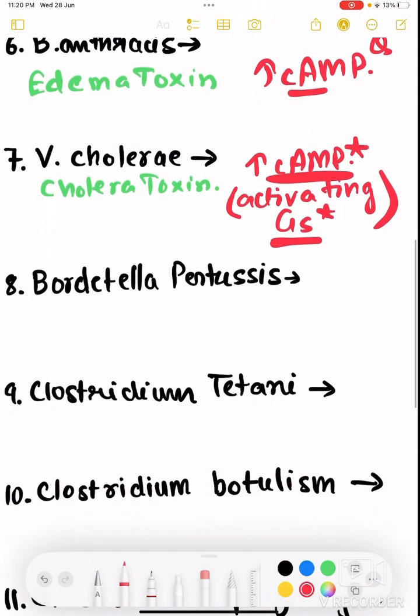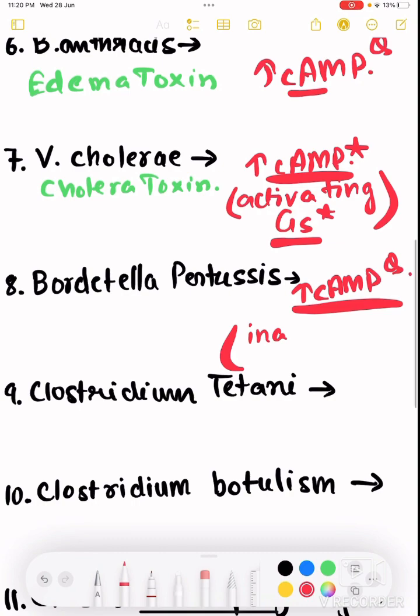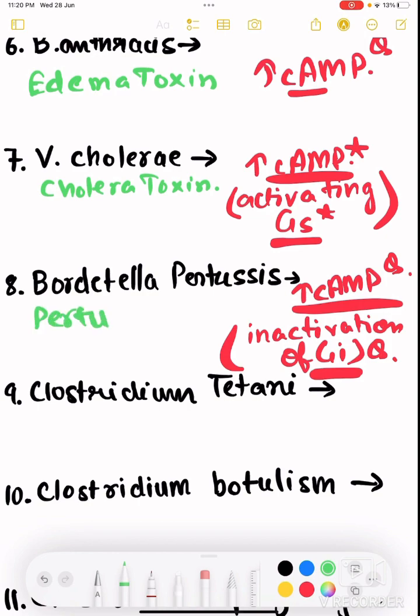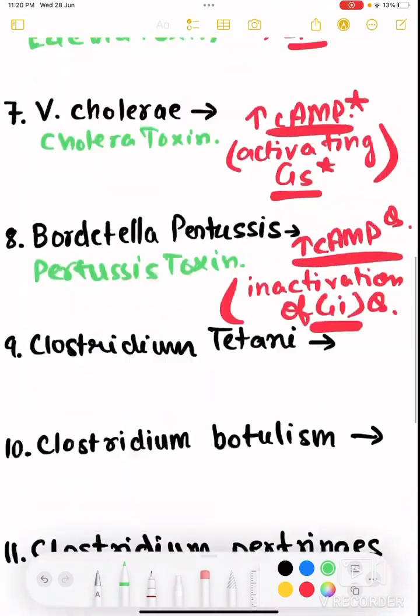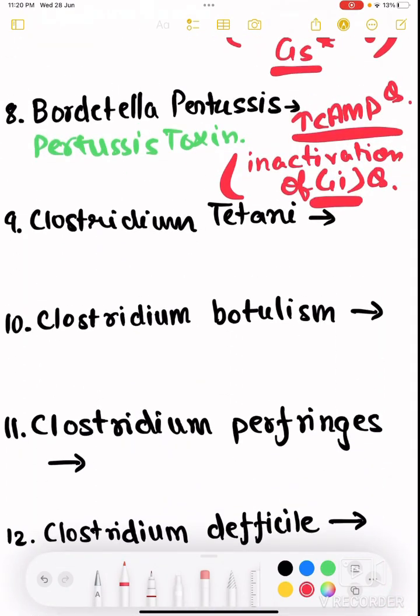Right. Why is this important? Because in Bordetella pertussis, the mechanism is the same. It increases the cyclic AMP. It is the same as Vibrio cholerae, but it doesn't cause activation of G stimulatory. It causes inactivation of G inhibitory. Right. It is very important. It can be tested. What is the name of the Bordetella pertussis toxin? It is pertussis toxin. Very easy. Generally, toxin names won't be asked. You will be asked the mechanism of action. That is the only thing that is important over here.